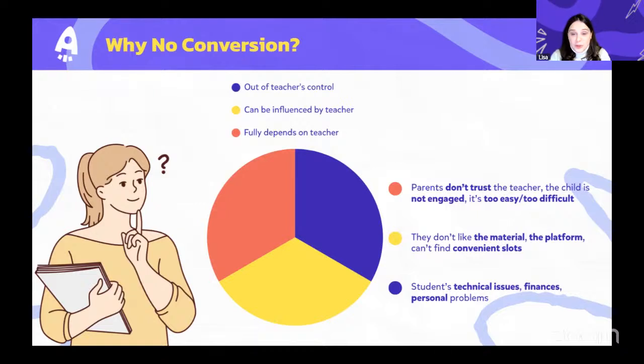In the yellow zone, we have problems like they didn't like the material, they didn't think that our school is for them, they didn't like the platform, the convenient slots, something like that.